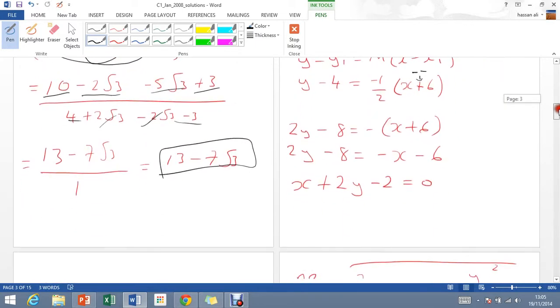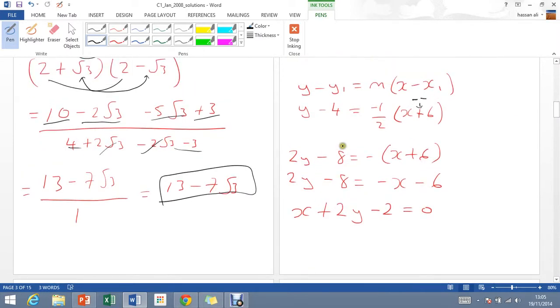Alright, to get rid of the fraction, multiply everything by 2, so that gives you 2y minus 8. Remember this minus 1, you treat it as if there's a minus 1 outside the bracket, so everything inside of here is times by minus 1. So when you expand the bracket, it's minus x minus 6.